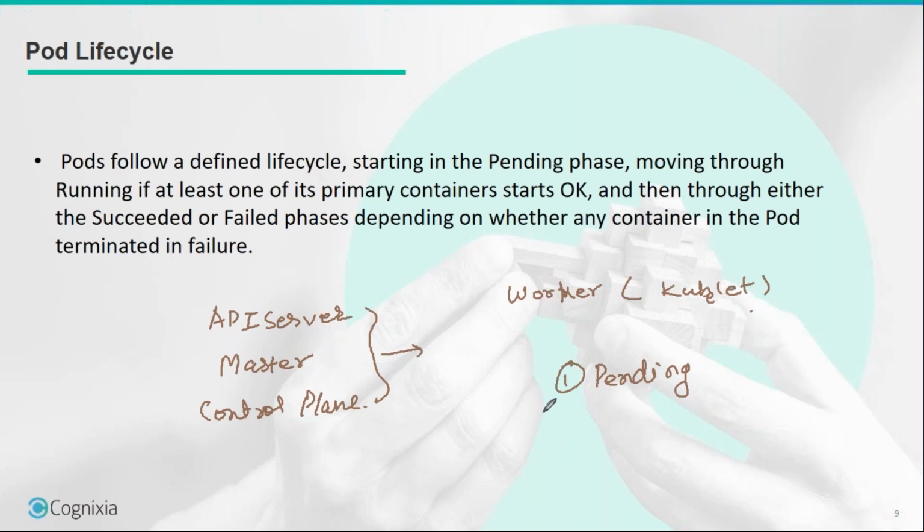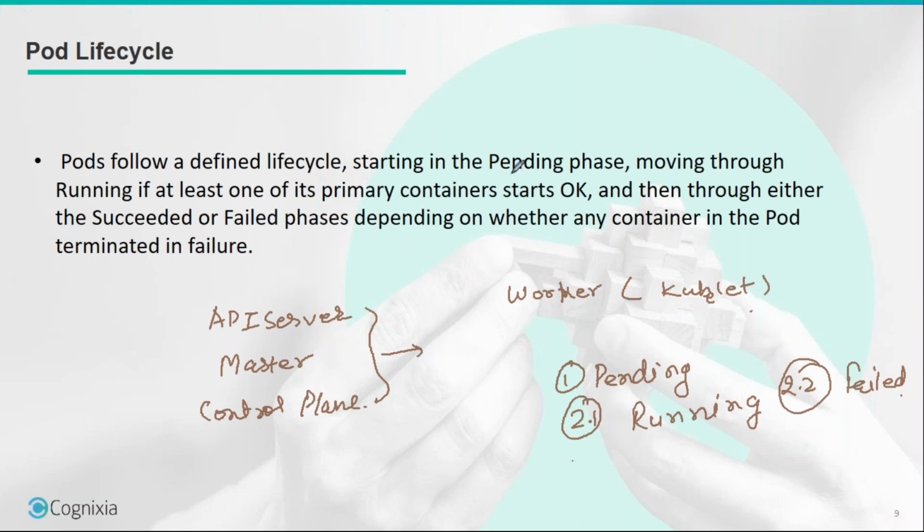If it is in the pending state, it means it is yet to decide whether it will be in the running state or in the failed state. If it is successfully created, then it is in the running state. If it fails, then it will be in the failed state. Okay, status is failed. Failed means there could be some failure error message.